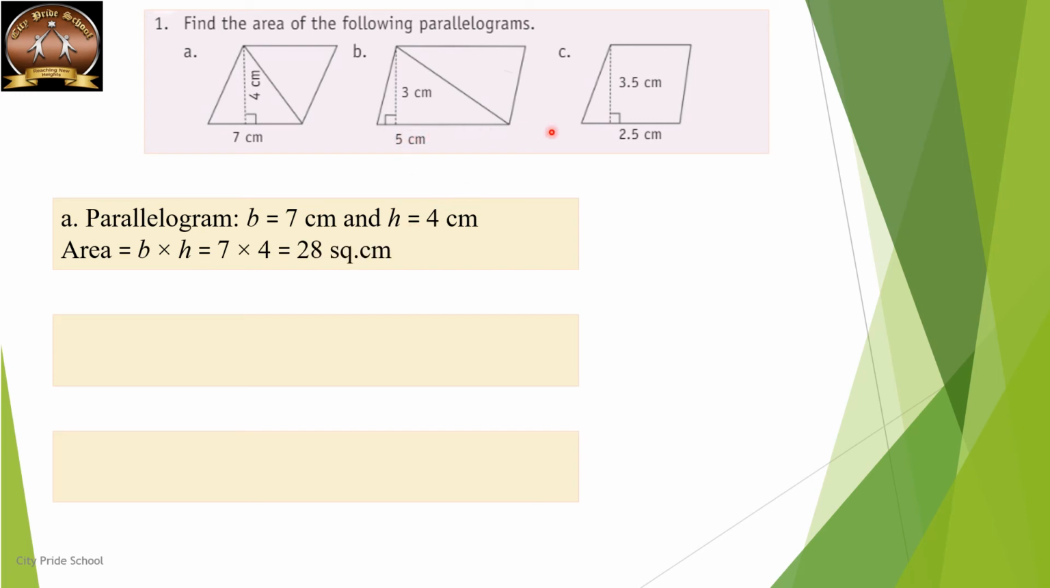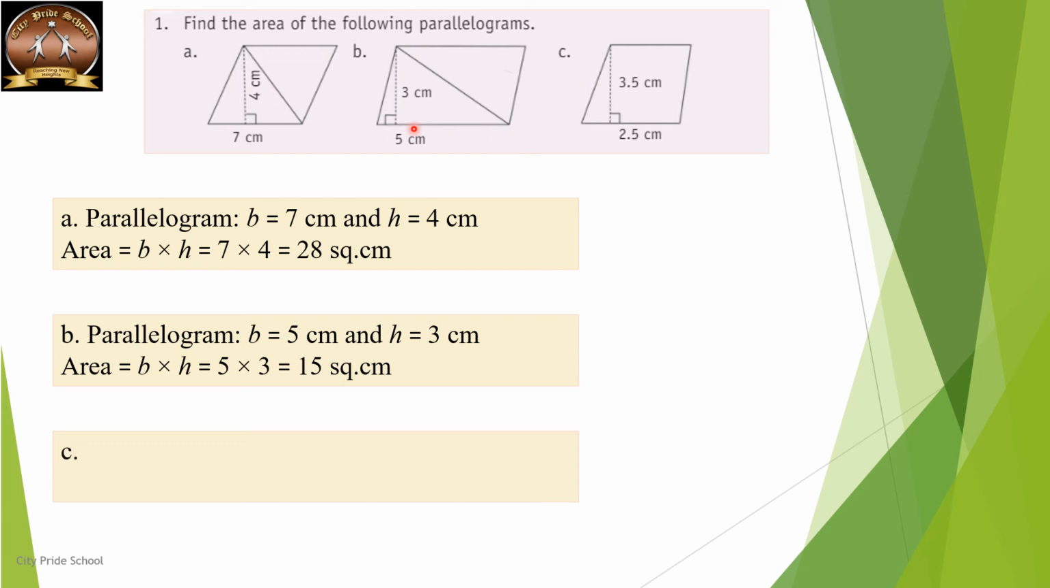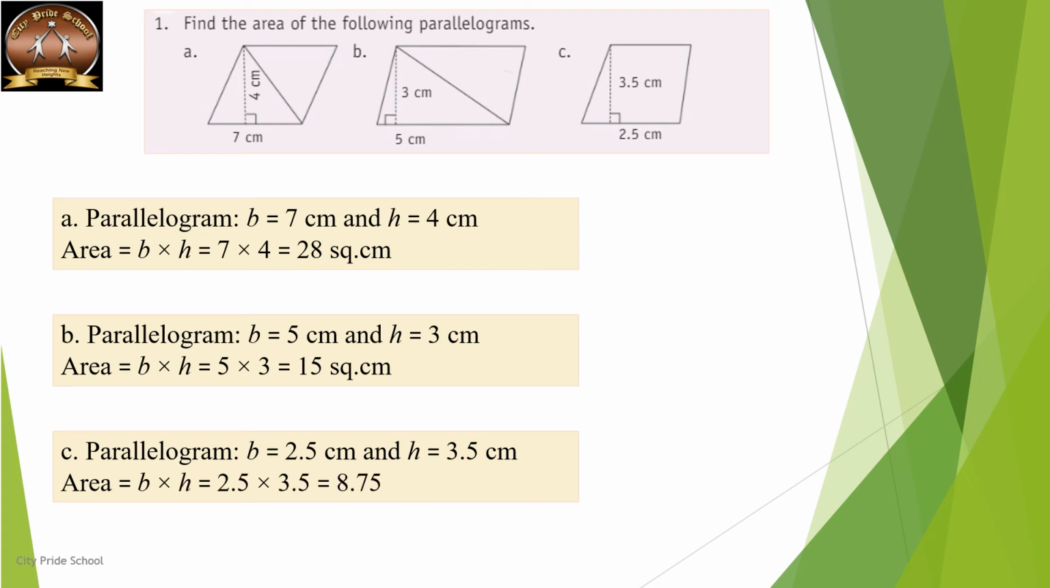Here you see that the base is 5 centimeter and height is 3 centimeter. Remember that height is perpendicular to the base, always. So base is 5 centimeter, height is 3 centimeter. Therefore, area of parallelogram will be base into height 5 into 3, and answer is 15 square centimeter. Here the base is 2.5 and height is 3.5. Hence, area of parallelogram is base into height 2.5 into 3.5, and answer would be 8.75 after multiplication.